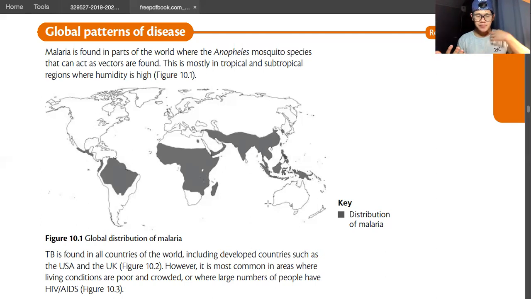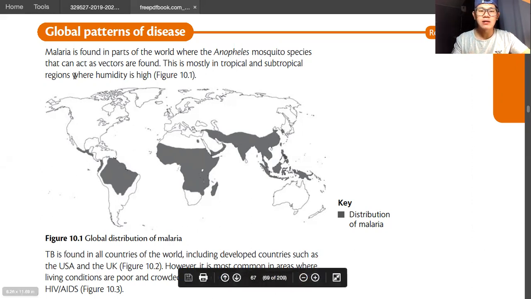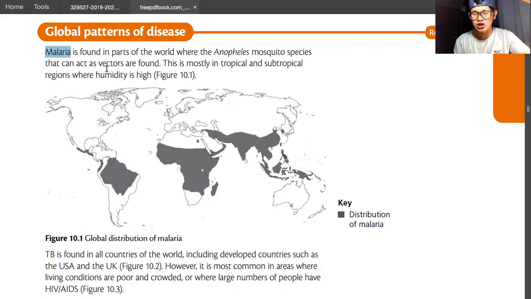And this actually results in certain patterns across the globe where the diseases may occur. The example that we're going to discuss here is malaria. Malaria is infectious, but it's mostly found in parts of the world where the Anopheles mosquito species can act as a vector, meaning places where mosquitoes breed easily.